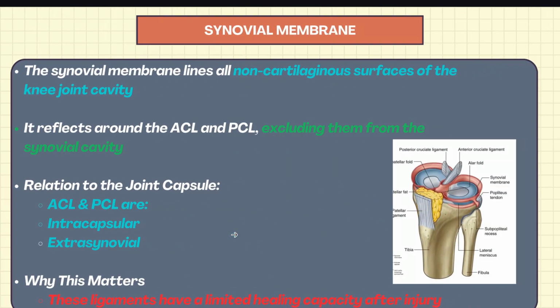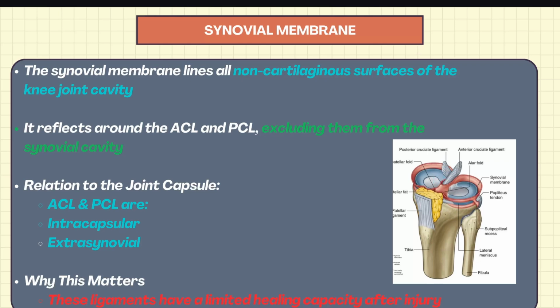Now let's start talking about the synovial membrane. The synovial membrane lines all non-cartilage surfaces of the knee joint. And you need to know, it reflects around the ACL and the PCL. So as you can see here, it reflects around them. However, it excludes them from the synovial cavity.